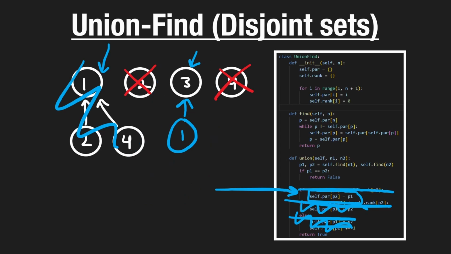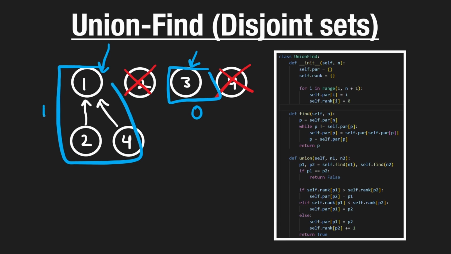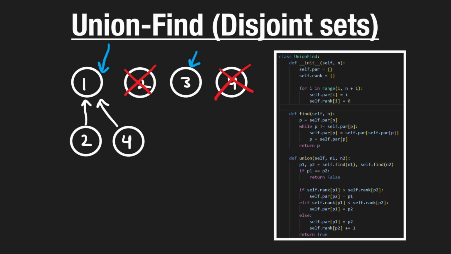So what we try to do is union by rank, aka union by height. Which one of these has a smaller height? Well, the height of this is, let's say 0, and the height of this is 1. So this one has a smaller height. Therefore, this one should be a child of this one. And that's what these if statements are doing. It's saying if the rank, aka the height of P1 is larger, then P1 should be the parent of P2. If P2 is larger, then P2 should be the parent of P1. So in this case, we would set 3 to be a child of 1.